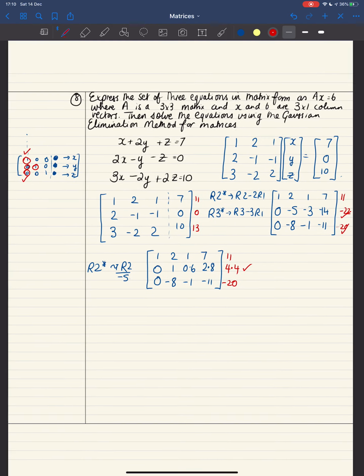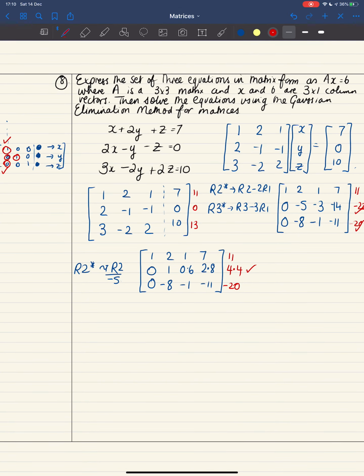Okay, I've got room here to do this under here. So now we're going to say the new row 3 is going to be the current row 3 plus 8 row 2. So that's going to stay the same, 0, 1, 0.6, 2.8. So now we've got row 3 plus 8 of them, so that stays as a 0. Minus 8 plus 8 of them makes a 0 there. And then minus 1 plus 8 of them, we've got to put that there. So that's what I'm going to do now.